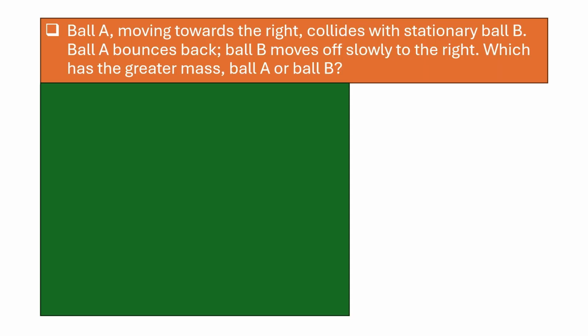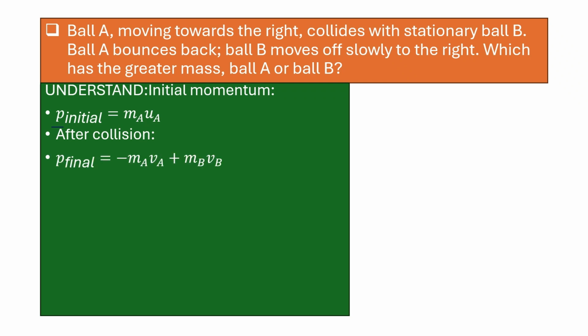Let's understand this question. Ball A moving towards the right collides with a stationary ball B. Ball A bounces back and ball B moves off slowly to the right. Which has the greater mass, ball A or ball B? To understand this, first we are going to see the initial momentum. Here you see the letter P, because we denote momentum by small letter p. So initial momentum is mass into velocity, so it will be mass of ball A and velocity of ball A.